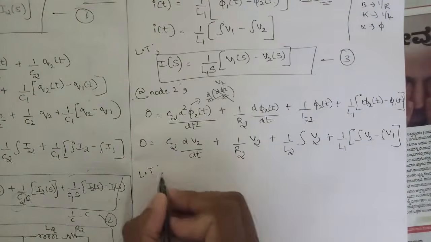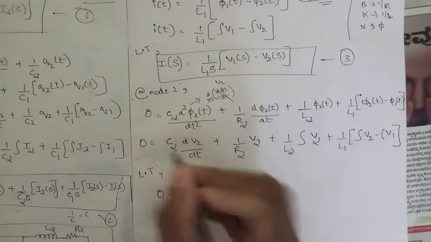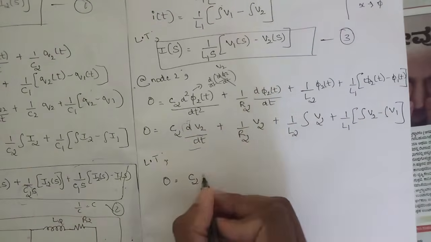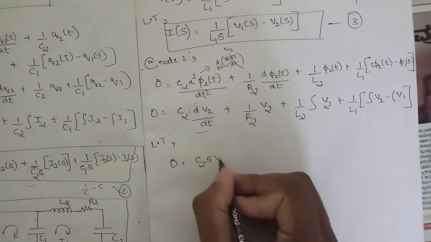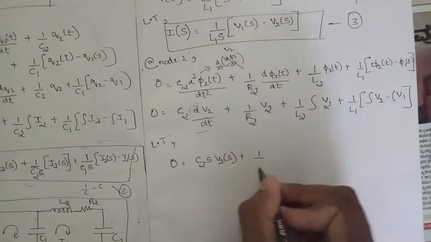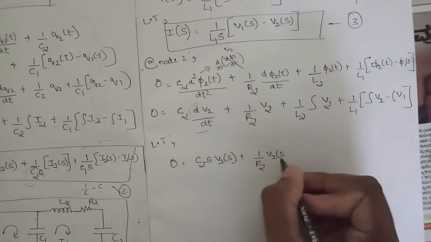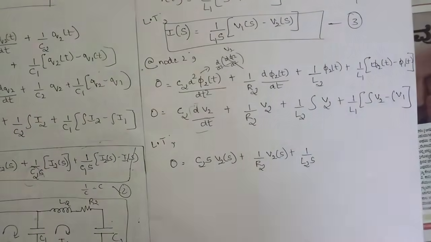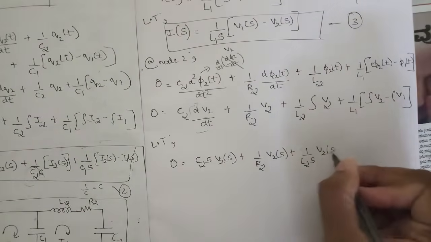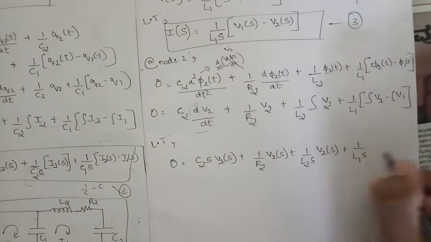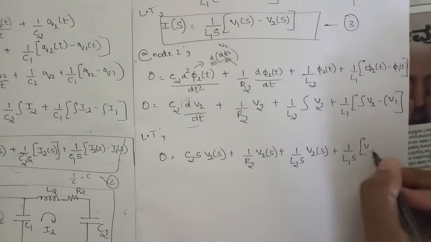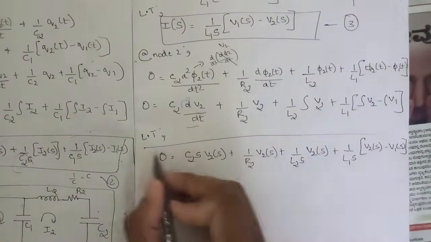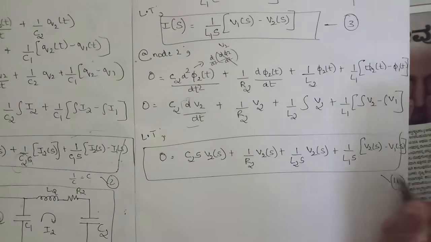So now again apply the Laplace transform, so this would be 0, C2 into d by dt we have, that is equal to S, so C2 into S into V2 of S plus 1 by R2 into V2 of S plus 1 by L2, we have integration, so that's equal to 1 by S, so 1 by L2 into S V2 of S plus 1 by L1 of S, take the integration common outside, V2 of S minus V1 of S. So this is your required equation. Name it as equation 4.